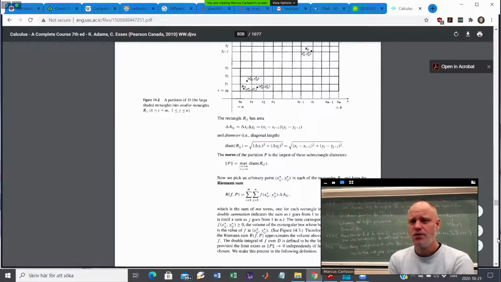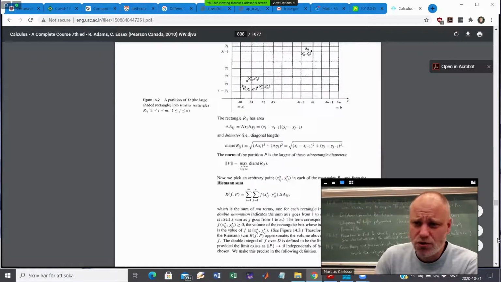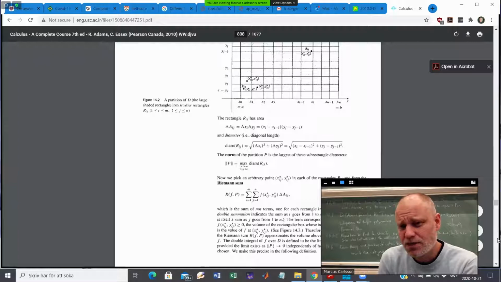Okay, so the theory for integrals, you should understand the basics: how do we build integrals? How are the Riemann sums formed? What are these lower and upper sums? You should know it, you should be able to explain it.